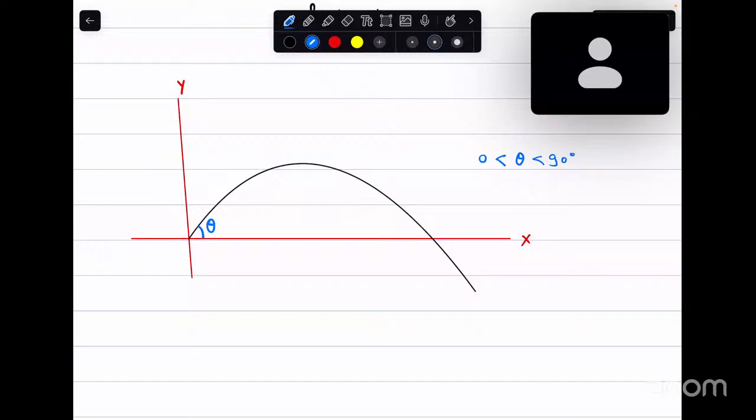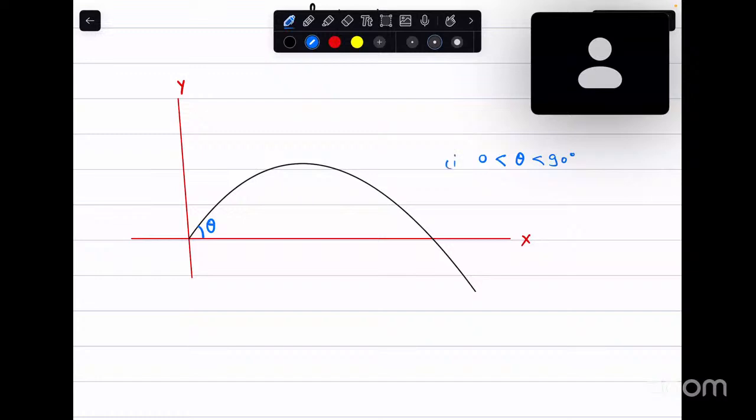in the y direction. So if we project an object at an angle theta, such that theta is in between 0 and 90 degrees, then the motion of the object will be a specific motion in the x and y plane, and this motion is known as projectile motion.